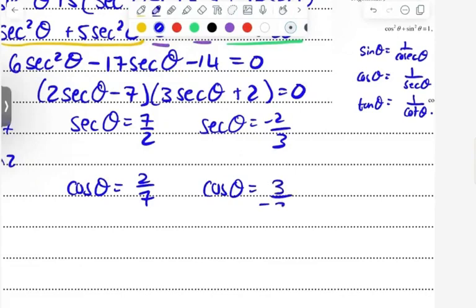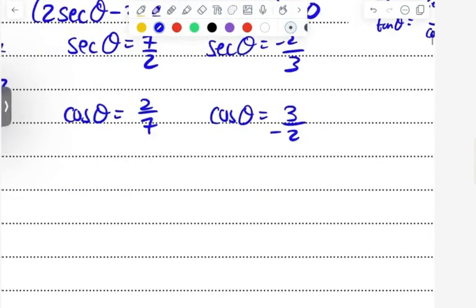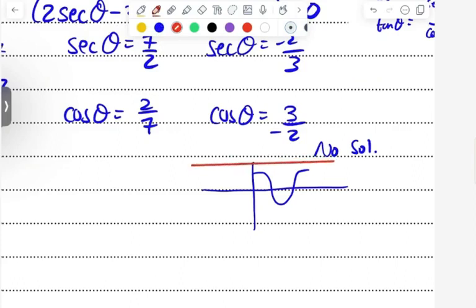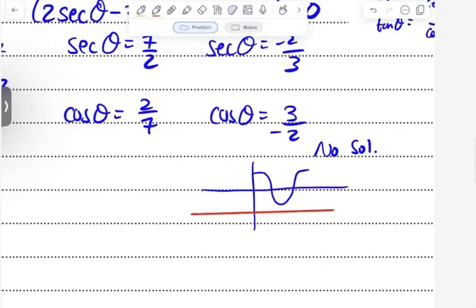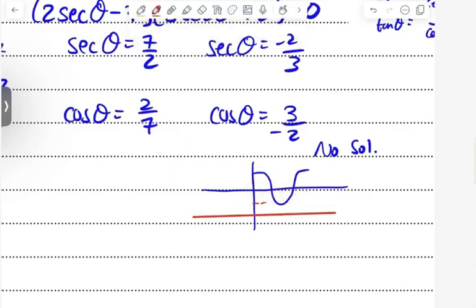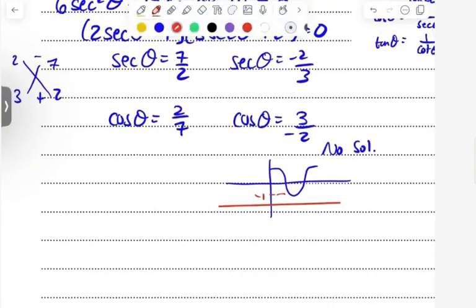3 over minus 2. If we take a look, we've now got two answers. This one is going to have no solutions. The reason for that is, if I draw out my cos graph, we look at where the graph intersects at negative 1.5. That's actually down here, and my cos graph only goes down to negative 1. So there are not going to be any solutions for that specific graph. If we look at this one over here, we've got cos theta is equal to 2/7.